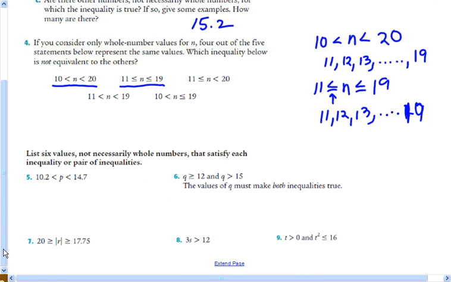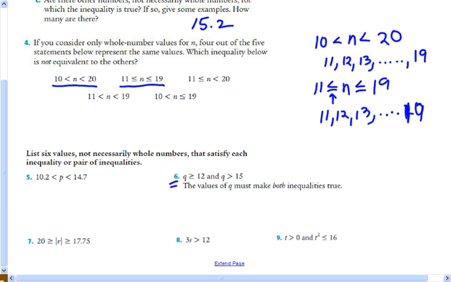All right. Some problems to do. List 6 values, not necessarily whole numbers, that satisfy each inequality or pair of inequalities. I'll just pick a couple of them here. So we're talking about 6 values. Let's look at this second one, this number 6 here. It says q is greater than or equal to 12 and q is greater than 15.